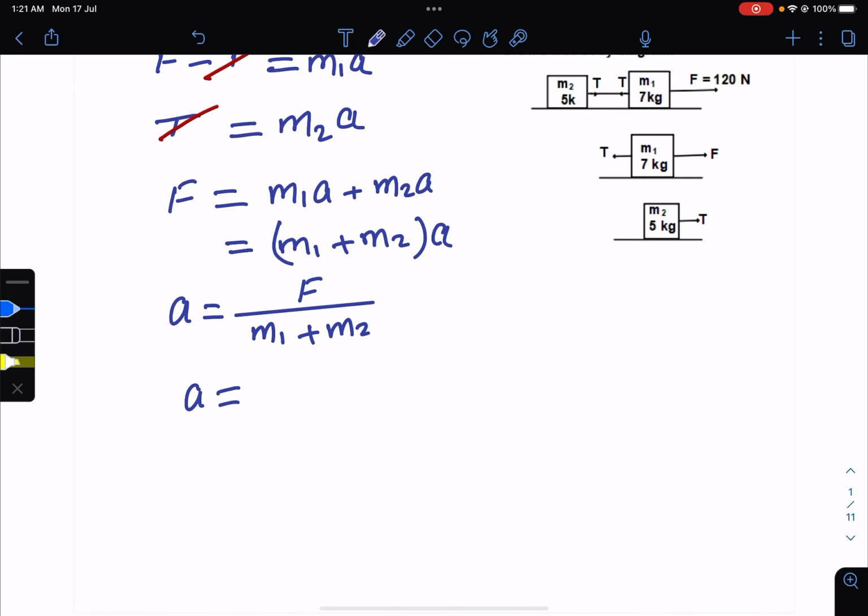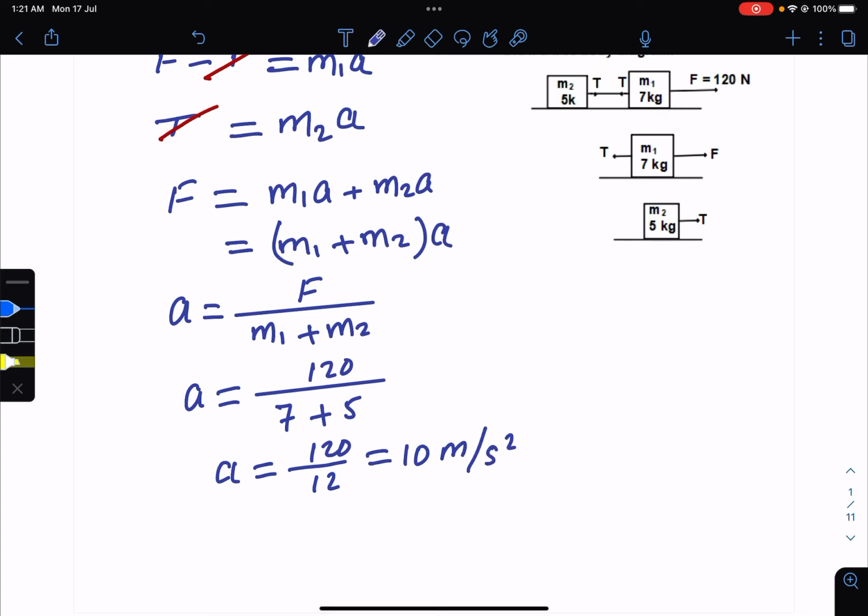So A in this case is going to equal 120 Newton divided by 7 kg plus 5 kg, which is the summation, which is going to be 12. Therefore, A is going to equal 120 divided by 12 and is going to equal 10 meters per second square.